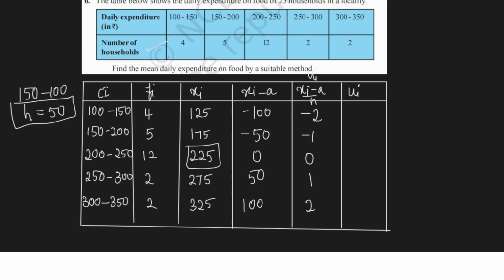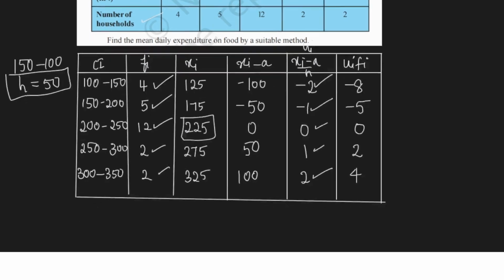Now let's come to the last column, which is uifi. In uifi, we multiply the fi values with these ui values. So it is 4 into negative 2, which will give us negative 8. Then 5 into negative 1, which is negative 5. 12 into 0 is 0. 2 into 1 is 2. And 2 into 2 is 4. Now we are done with the table.